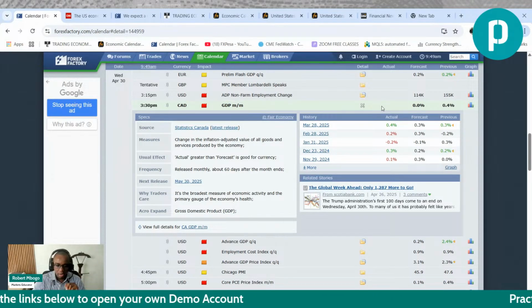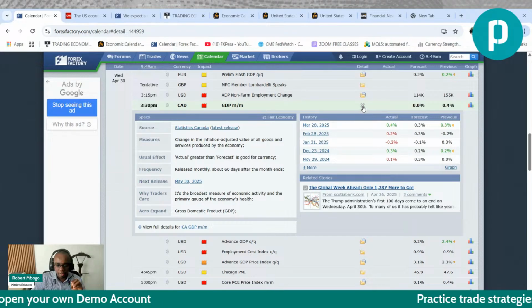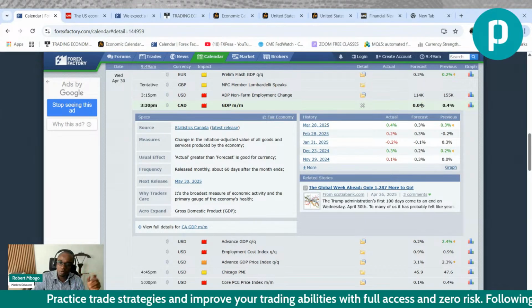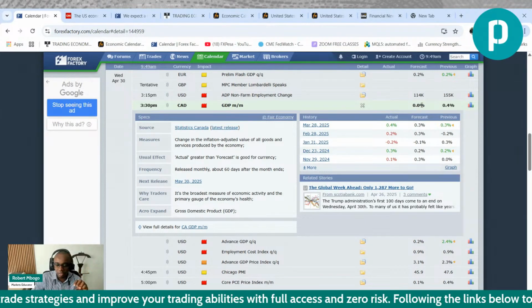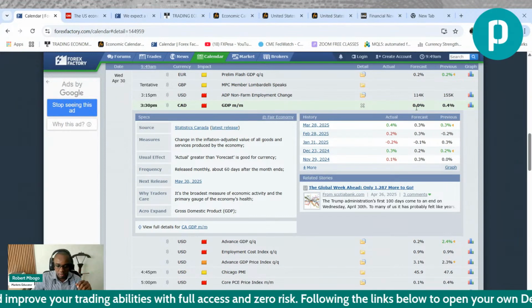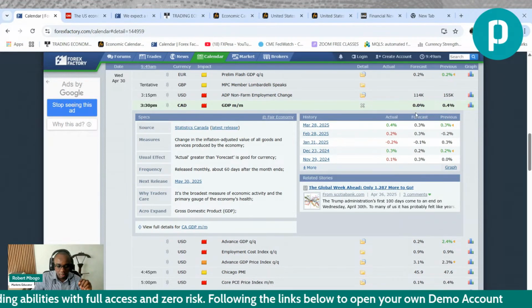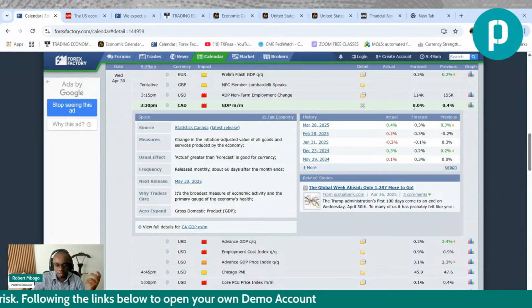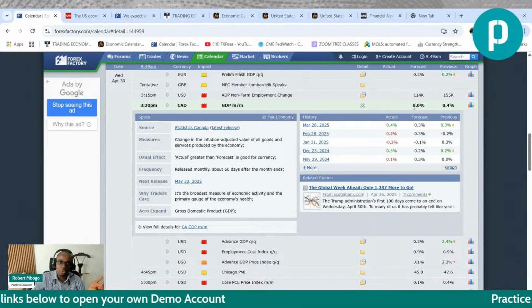So a high GDP will be good for the Canadian dollar. If this number comes out lower than this, remember we saw Canada elect the liberals yesterday with a view of countering the US, right? So let's see how that plays out. Any number lower than this, then that's not good for the Canadian dollar, right? So in that case, you look for opportunities to short the Canadian dollar.